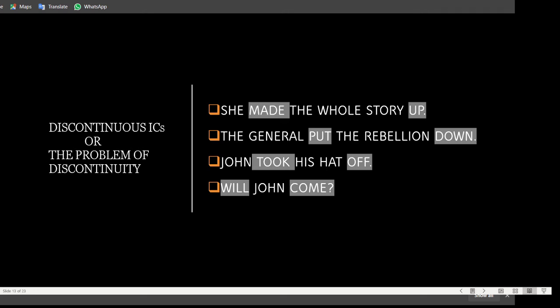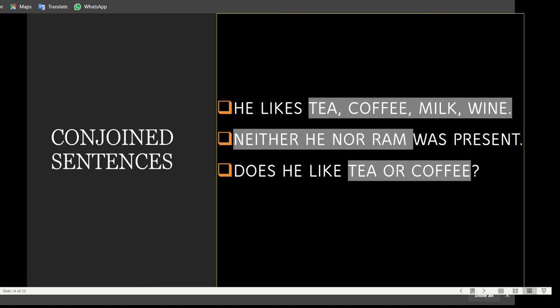Now, moving on to the second limitation, that is conjoined sentences, where similar elements are joined together, making a single constituent. For example, he likes tea, coffee, milk, wine, where tea, coffee, milk, wine, all these are of equal status. So these similar elements are joined together and it is quite impossible to have a binary cut. First cut can be made after he, a second cut can be made after likes, but then further division is not actually possible.